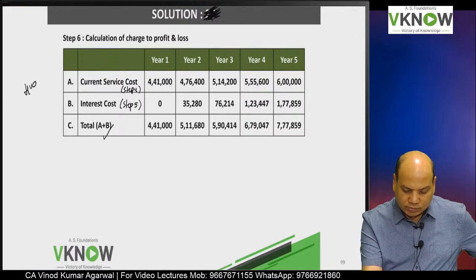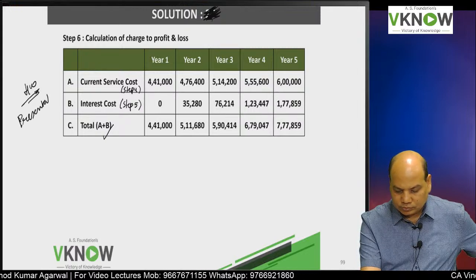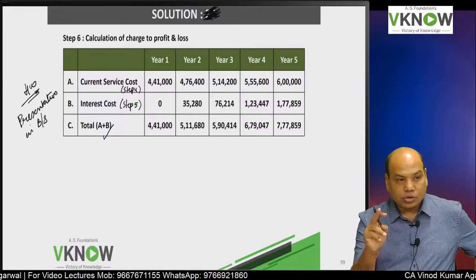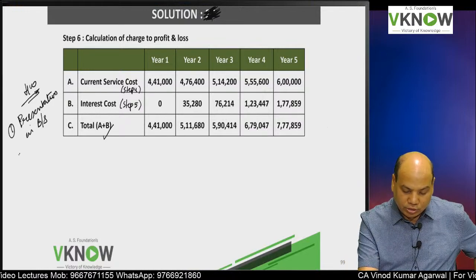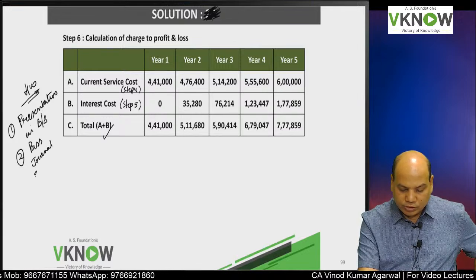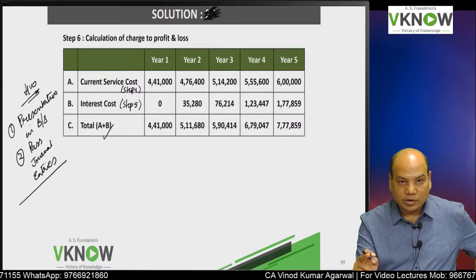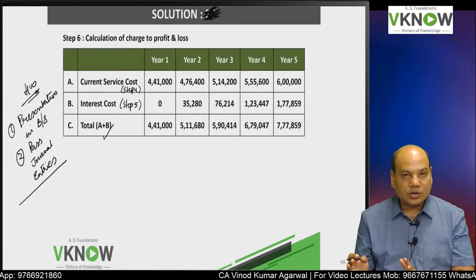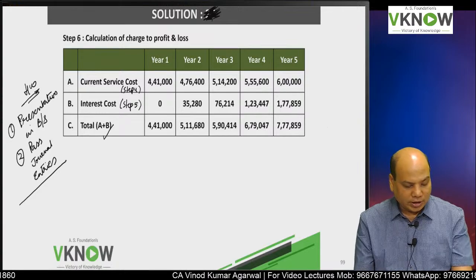Write one homework here. Homework: presentation in balance sheet. In balance sheet, closing balance will appear every year. And write homework number 2, passing journal entries. These are the questions they can ask you in the exam. Journal entry, balance sheet part, P&L account extract part. Okay. Current service cost calculation, interest cost calculation. At your level, this is what is expected in the exam.